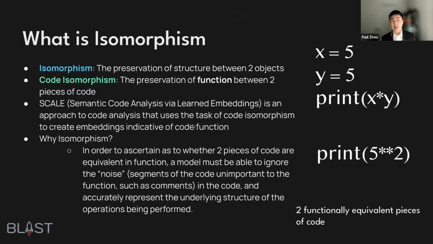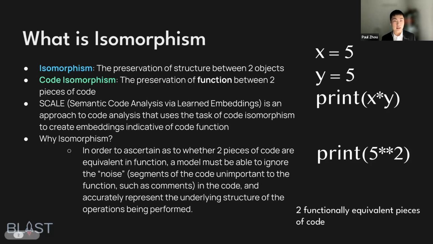Now, what is isomorphism? Isomorphism is the preservation of structure between objects. For example, isomorphism in language would be maintaining the meaning of expressions despite the usage of different words. When this concept is applied to code isomorphism, the snippets of code are understood for their function. For example, if you take a look at the diagram on the right, you'll see two pieces of code with different structure, but the same meaning.